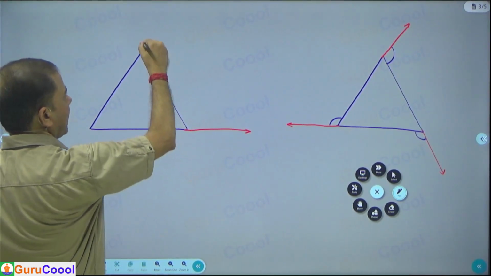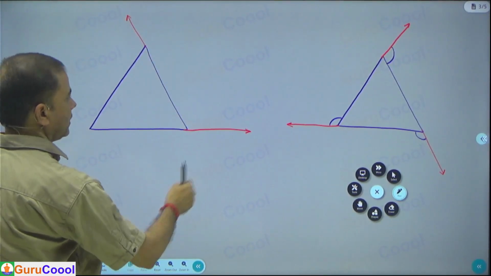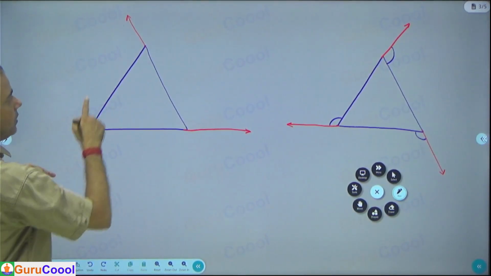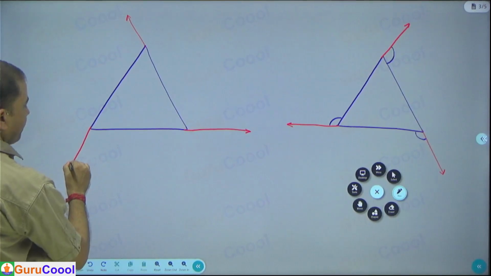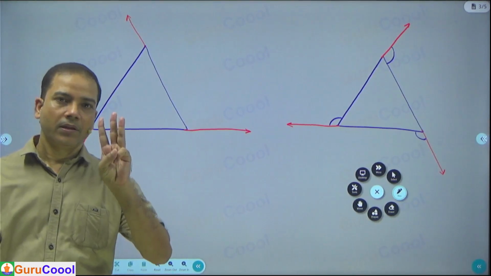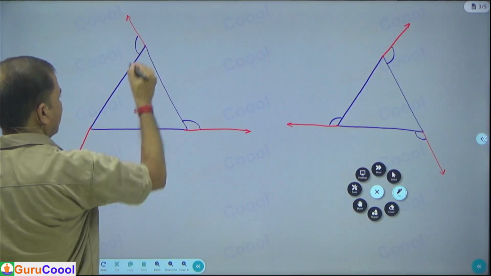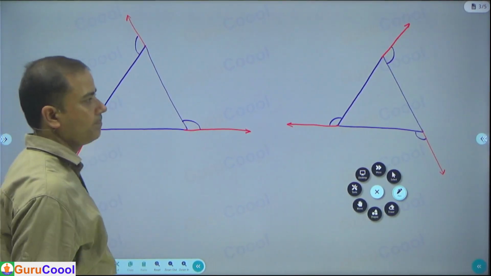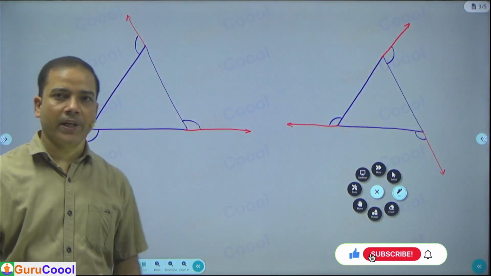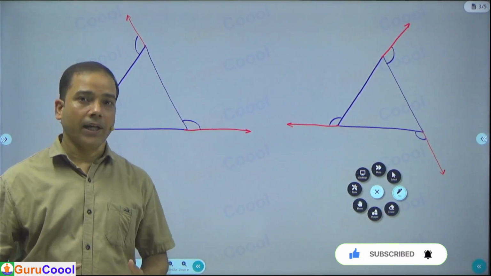This side can be extended then to this direction, not this direction, and this side can be extended to this direction, not that. So here also we have got 3 exterior angles, 1, 2 and 3. Okay, so I have explained how we can identify exterior angles.